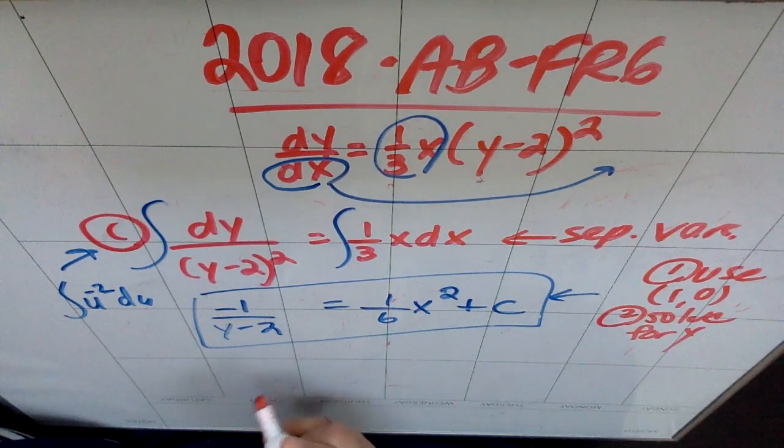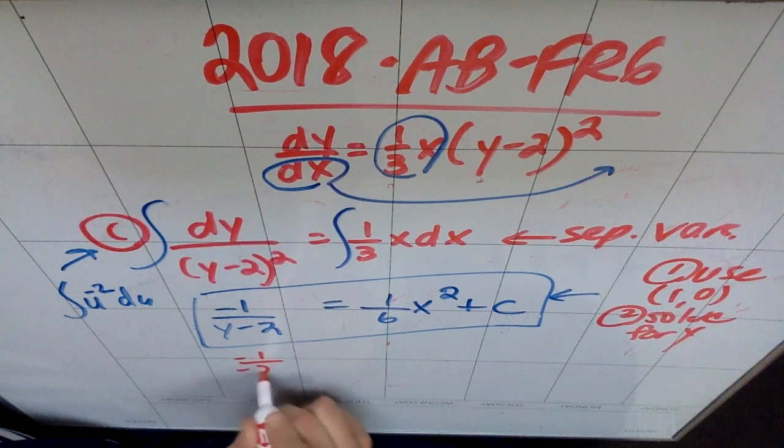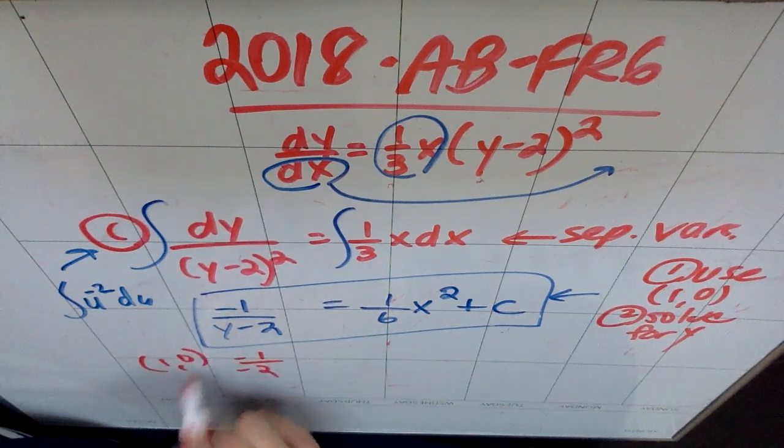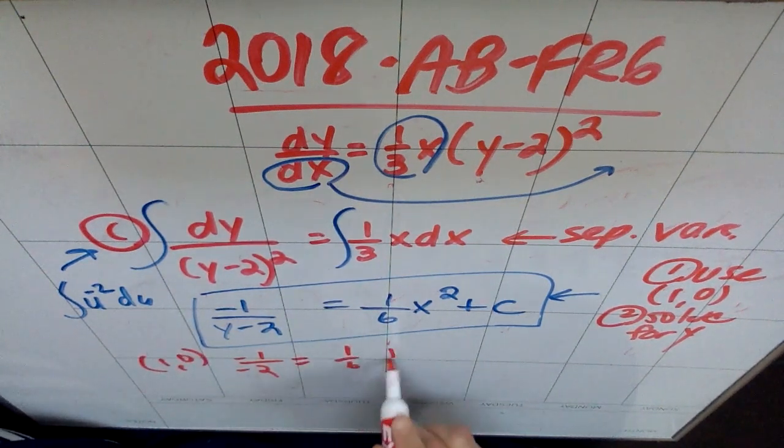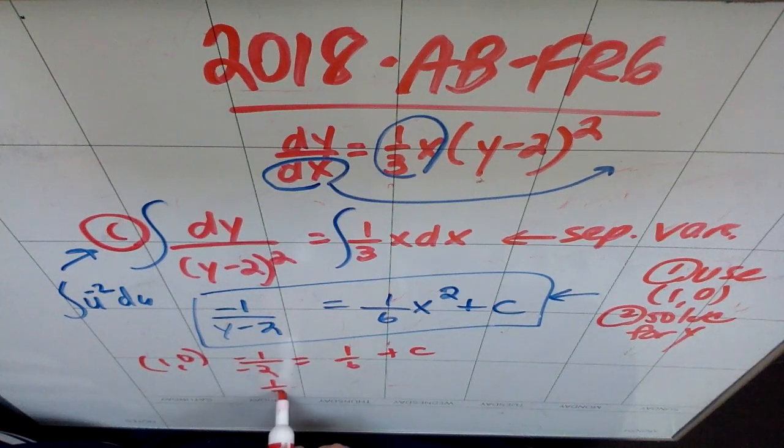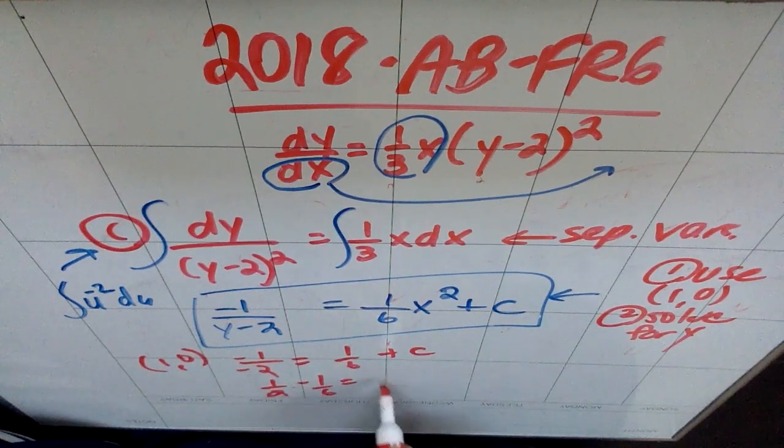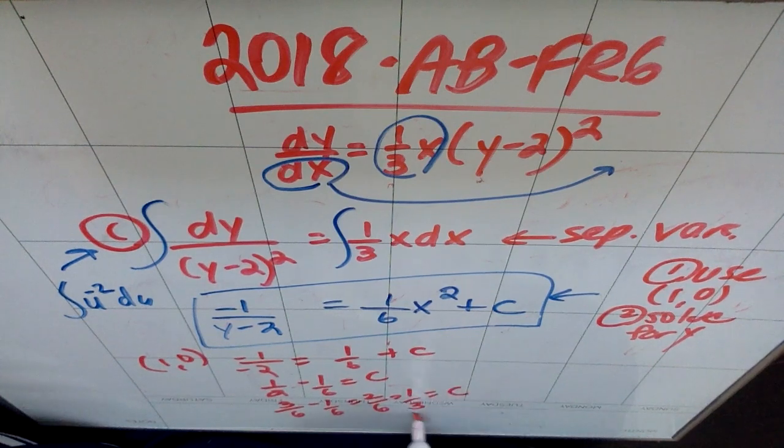It doesn't matter. So I get negative 1 over negative 2, right, because I'm plugging in (1, 0), equals 1/6 plus c. So 1/2 minus 1/6 is my c, right? So that's 3/6 minus 1/6. So that's 2/6 or a third. So c is 1/3, right?